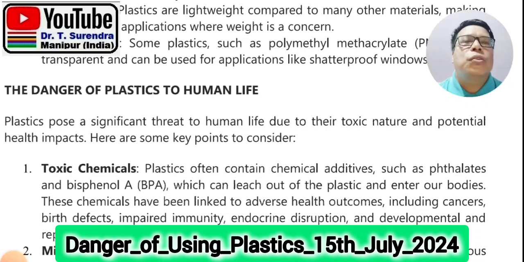Danger of plastic to human life. Number 1, toxic chemicals. Plastics often contain chemical additives such as phthalates and bisphenols, which can leach out of the plastics and enter our bodies. These chemicals have been linked to adverse health outcomes including cancers, birth defects, impaired immunity, endocrine disruptions, and developmental and reproductive effects.